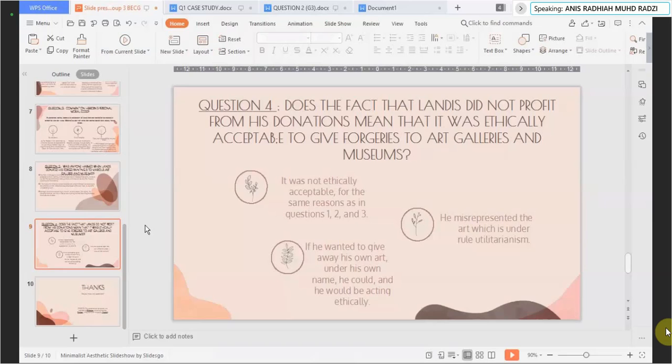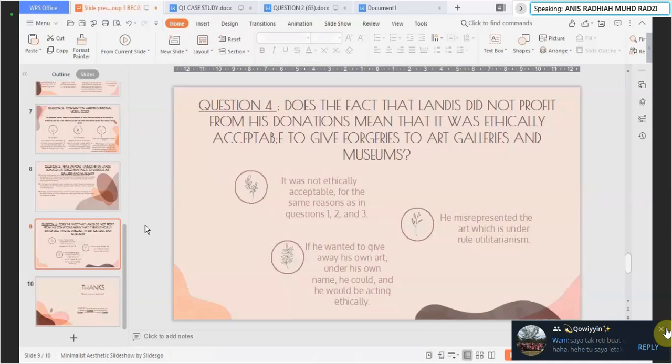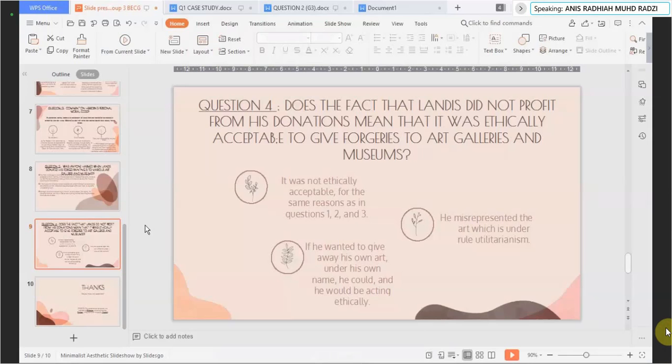He may argue from a utilitarian perspective, that he improved the art world and society access to art by providing great art for free and increase happiness. However, he misrepresented the art, which is under the rule of utilitarianism. He lied, which would be considered to produce more pain than pleasure most of the time.